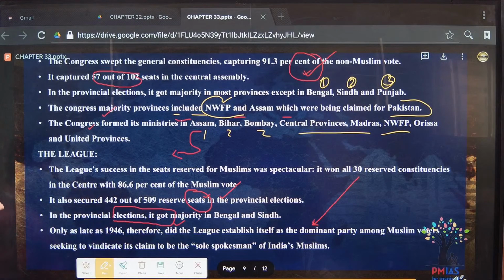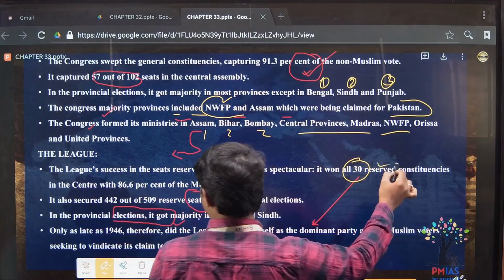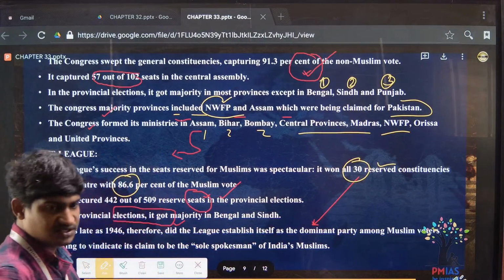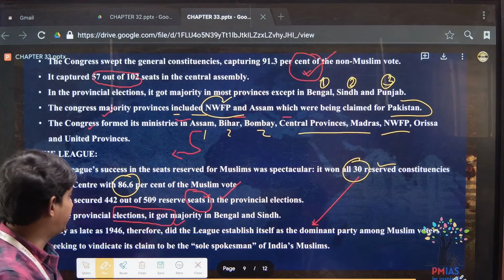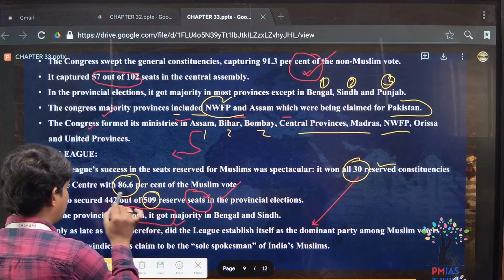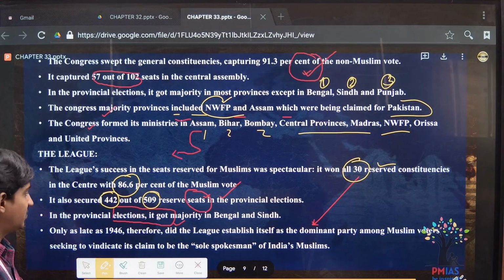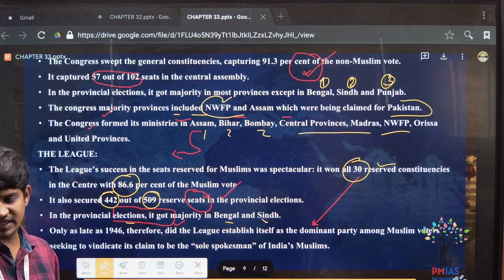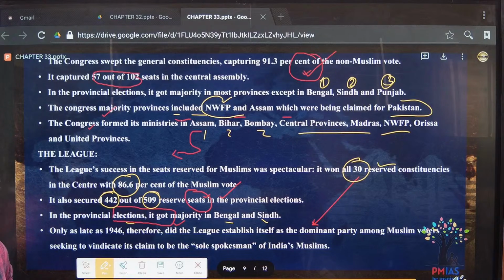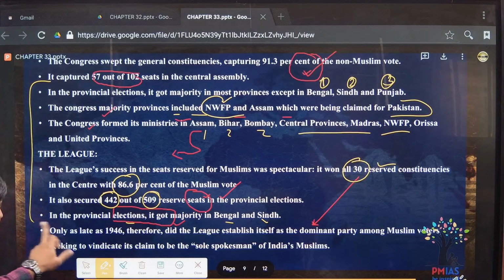Okay, so the Muslim League won all the 30 reserved constituencies in the center with 86%. So the Indian National Congress fought equally, the Muslim League fought equally, and out of 509 reserved seats, 442 seats were won in the provinces. Similarly in the provincial elections, Bengal and Sindh. Where Muslims were more numerous, the Muslim League was there. That is where the Congress lost their majority. In that place, the Muslim League performed much better.